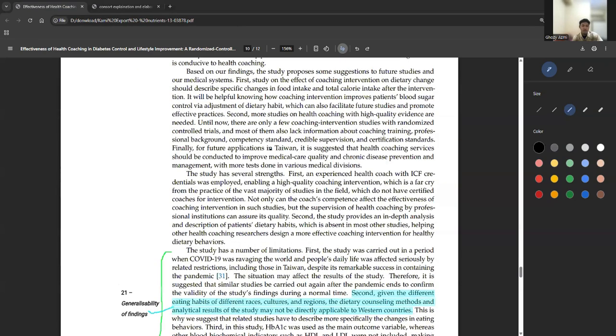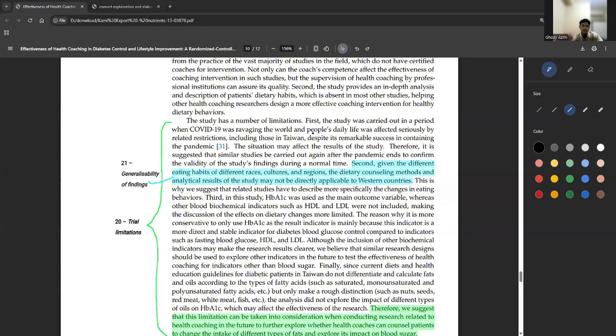This article has limitations about the period of COVID-19, and limitations about the eating habits of different races, cultures, and regions. The dietary counseling method and analytical results of the study may not be directly applicable to Western countries. So it's not applicable in Western countries.